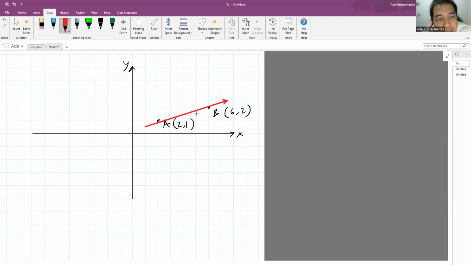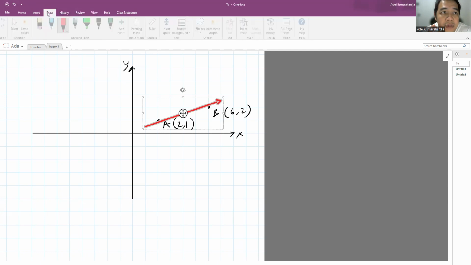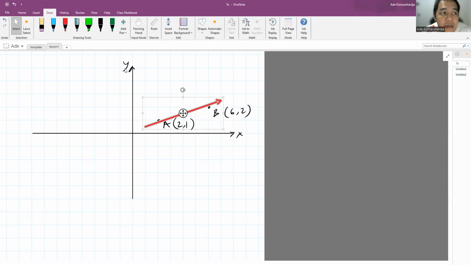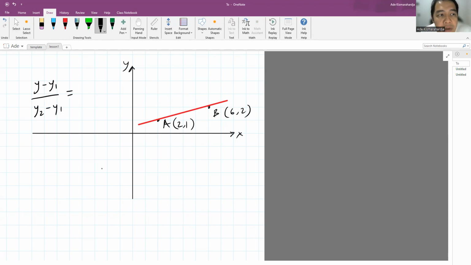Now, we can connect these 2 points using a straight line, and when we want to get the equation of the straight line, normally we can use some formulas. I know probably you know some of them. So let me just get the straight line connecting A and B. If you want to get the equation of the straight line, we have a famous formula: y minus y1 divided by y2 minus y1 equals x minus x1 divided by x2 minus x1.